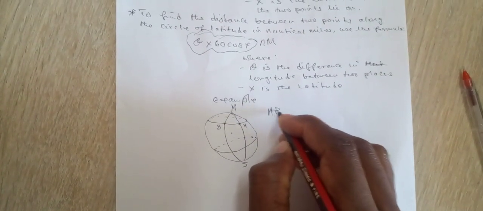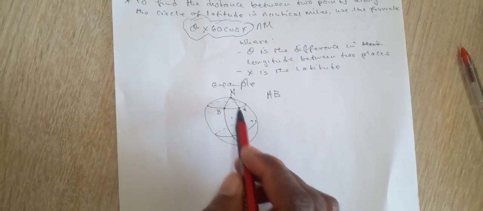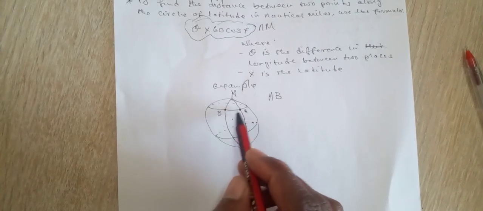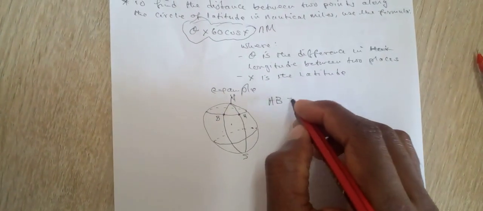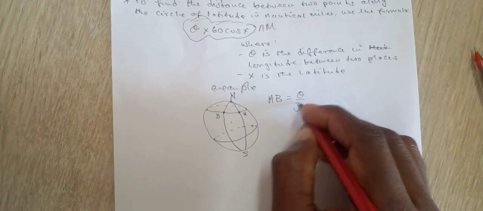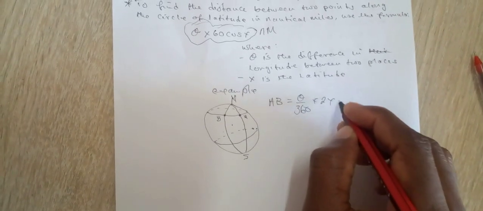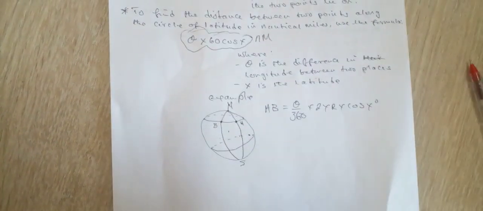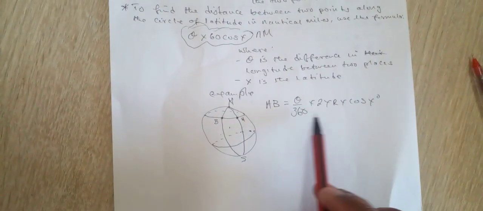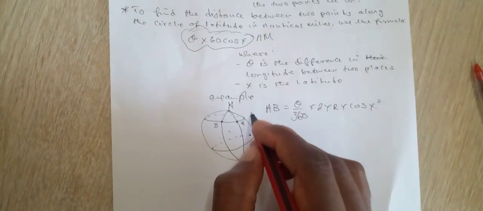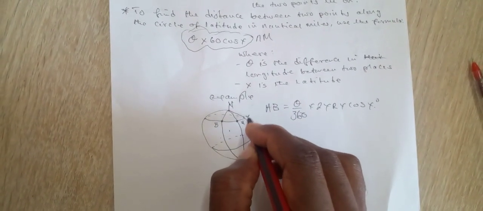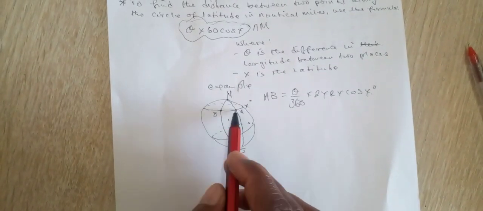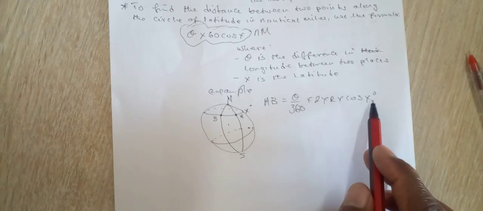Now, if I want to find AB, you can see that this AB lies on different longitude, but the same latitude. Okay, different longitude but the same latitude. So this is where you have to use the formula theta over 360 times 2 times pi times radius times cos x. Okay, x degrees. Now we are simply saying that this x is the latitude. So let's say this latitude is x degrees, where A and B lie, the latitude they lie on is x. So you just have to replace there.